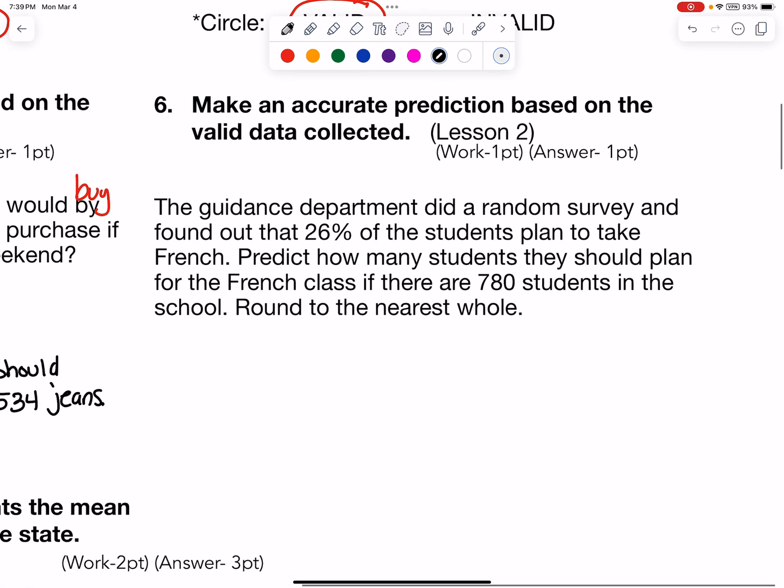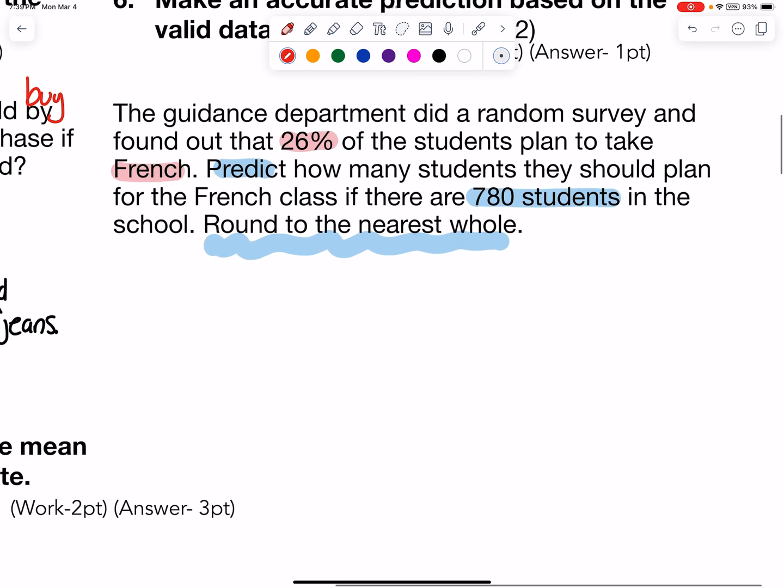Make an accurate prediction based on the valid data collected. Grab our highlighter, and here we go. The guidance department did a random survey, which is valid, and found out that 26% of students plan to take French. Predict how many students they should plan for the French class if there are 780 students, and round to the nearest whole. Let's set up our base ratio.